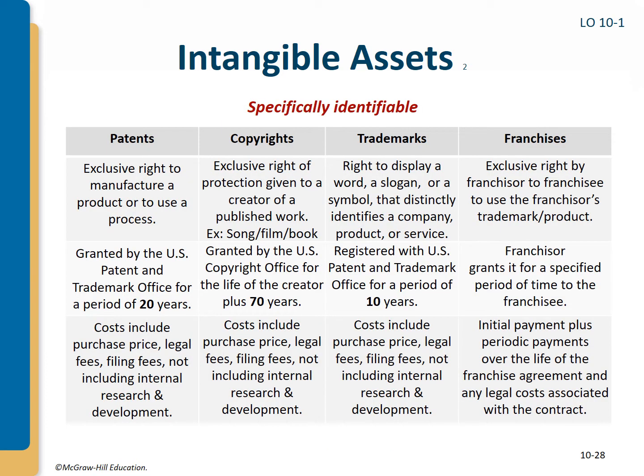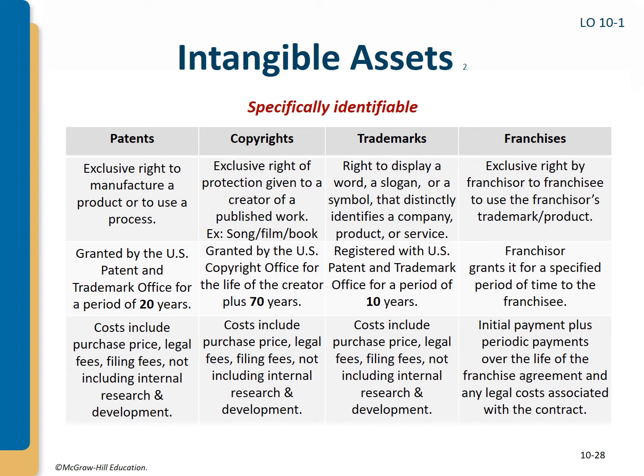So a patent, exclusive right to manufacture a product or to use a process. It's good for 20 years. It's registered with the U.S. Patent and Trademark Office, and there's our costs. We talked about those already. Copyrights. This is an exclusive right of protection for the creator of a published work. U.S. Copyright Office, and it's for the life of the creator plus 70 years.